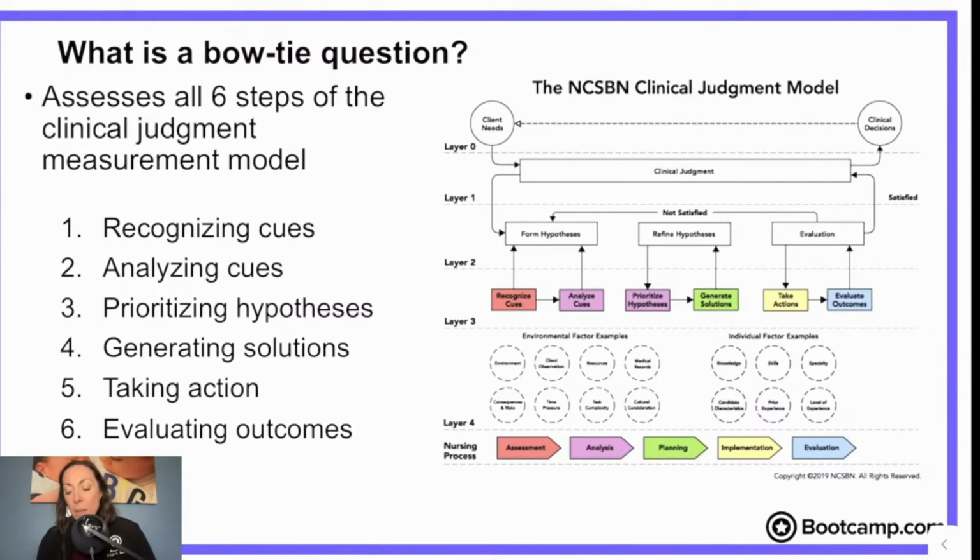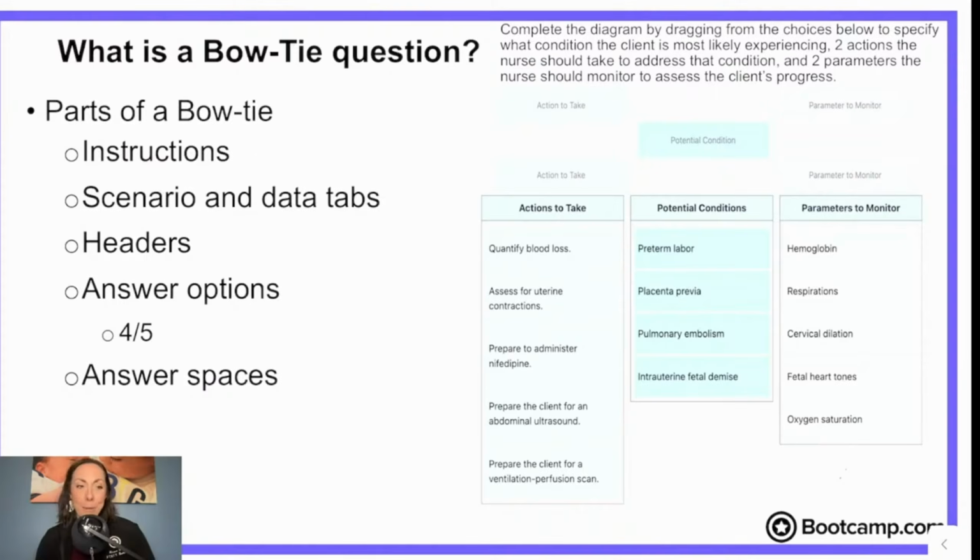So we are going to be looking at how we recognize cues, analyze cues, prioritize hypotheses, generate solutions, take action, and then evaluate outcomes. And we're going to break each of these steps down as we go through our bow tie question. Okay, so what is a bow tie question? Great question. Here are the parts of the bow tie.